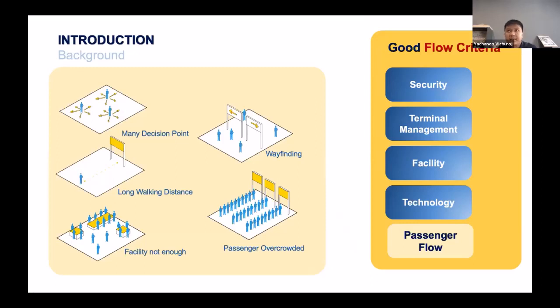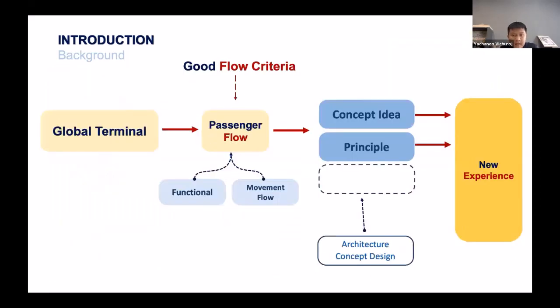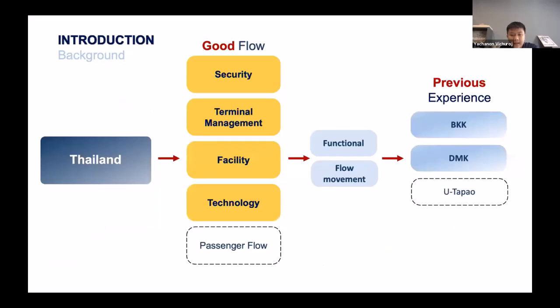The solution or criteria for a good flow can be many, but we will talk only about passenger flow. In global terminals, the result of passenger flow would be like a performance sheet, a concept idea, a principle, and many global terminals use passenger flow to develop an airport terminal. Also in Thailand, because of policy and government, airport terminals are renovated, and it is still the same problem because they did not give significance to passenger flow.